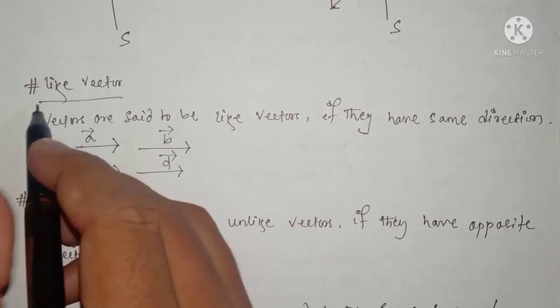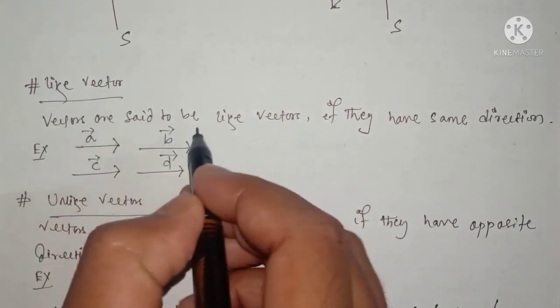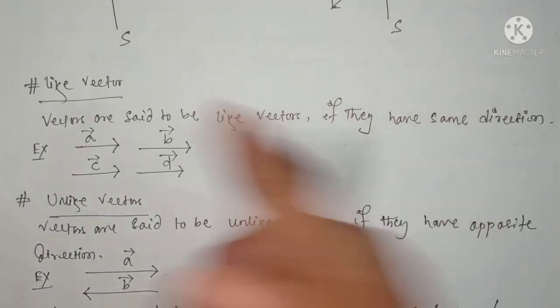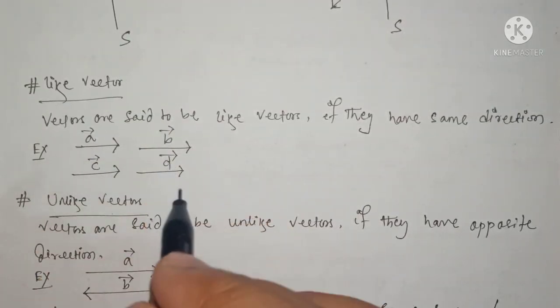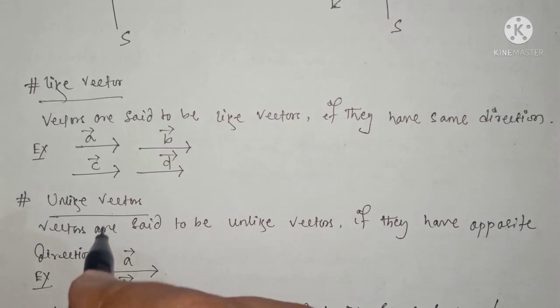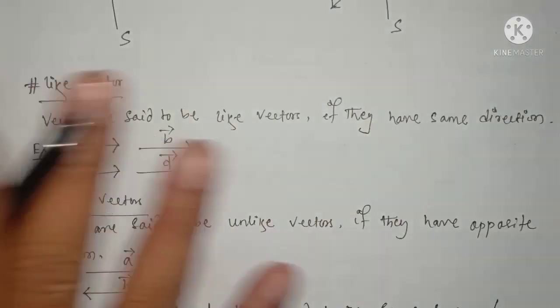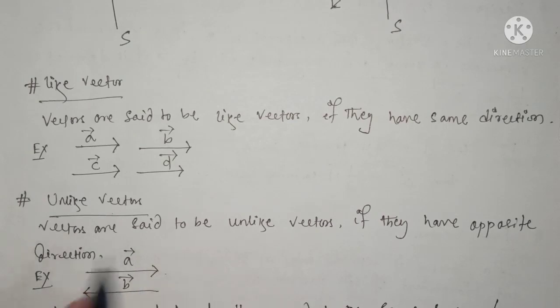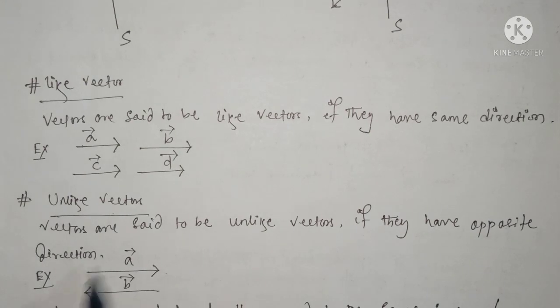Students, here we discuss like vectors. The vectors are said to be like vectors if they have the same direction. As you can see here, there are four vectors: vector A, vector B, vector C and vector D. Every vector has the same direction, so these vectors are called like vectors. And unlike vectors are the vectors which have opposite direction. Here are two vectors, vector A and vector B. Vector A has the direction from west to east and vector B has the direction from east to west. So they have opposite direction, so I can say these two vectors are unlike vectors.